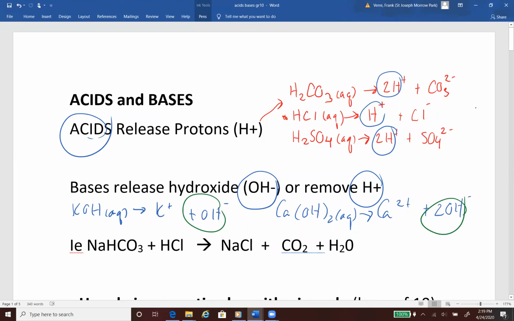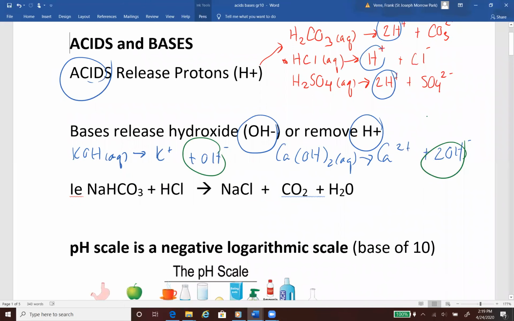However, not all bases have hydroxide in them. Sodium bicarbonate, which is this one right here, this is baking soda, okay? Baking soda is a base. It's considered a base because bases don't have to just release hydroxide. They can simply remove hydrogen. So for instance, if I look at baking soda, I don't see hydroxide in the formula, right? There is no hydroxide in there. But I know that HCl will split up and form hydrogen ions and chloride. So the sodium bicarbonate actually removes the hydrogen ions when it reacts with the hydrochloric acid.